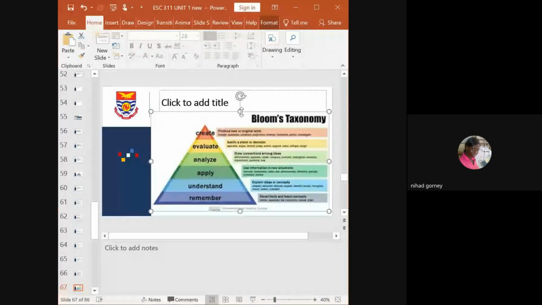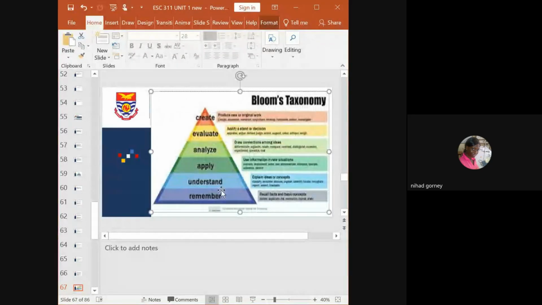Now I said I was going to show you the new version of Bloom's taxonomy. I hope you can see my screen here. Okay, so now we don't normally use the nouns, we use the verbs. Something has also changed. At first, it used to be knowledge. Now it's remember.